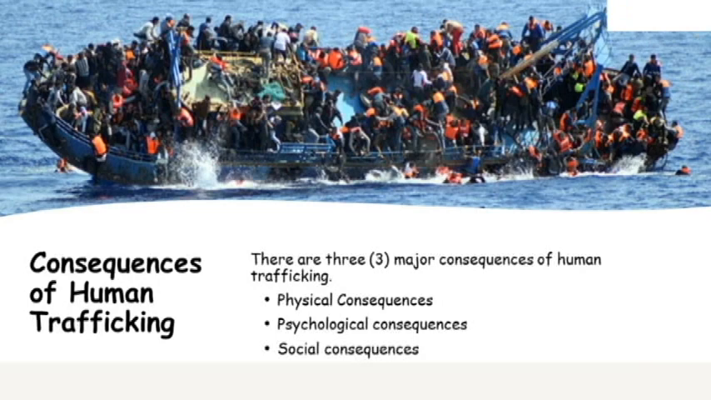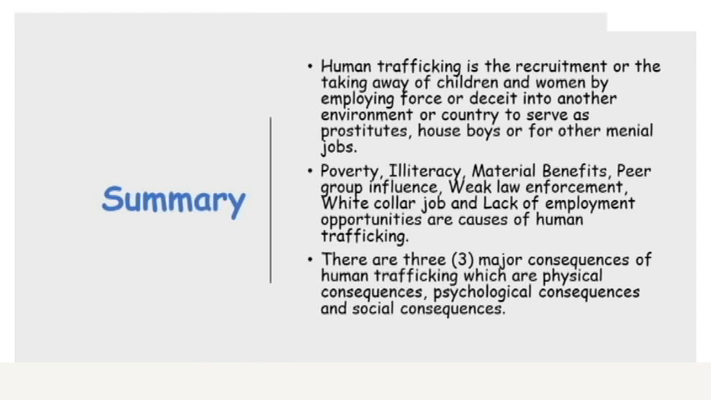So we go to summary. Human trafficking, like I said earlier, is the recruitment or the taking away of children and women by employing force or deceit into another environment or country to serve as prostitutes, houseboys or for other menial jobs. Again, we said poverty, illiteracy, material benefits, peer group influence, weak law enforcement, white collar job and lack of employment opportunities are causes of human trafficking. Also, we said there are three major consequences of human trafficking, which are physical consequences, psychological consequences and social consequences.